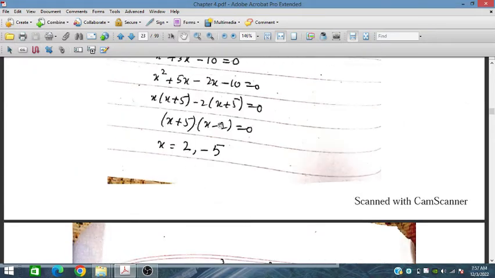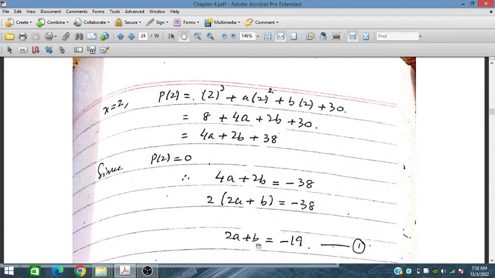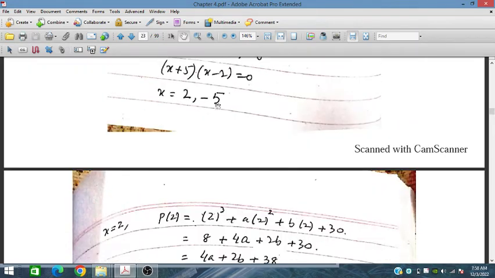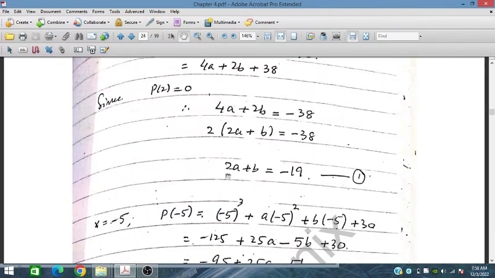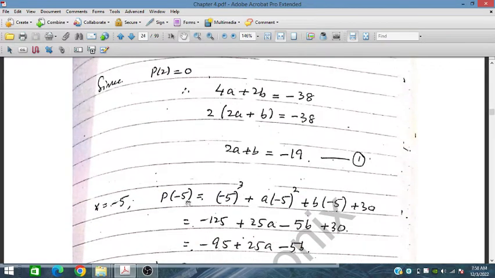So x minus 2 is one of the factors. So this is satisfying. So we have obtained from this simplification that this is equal to 0, so we get 2a plus b is equal to minus 19. This is one of the equations we have obtained from x equal to 2. Now substitute x equal to minus 5 in this polynomial.